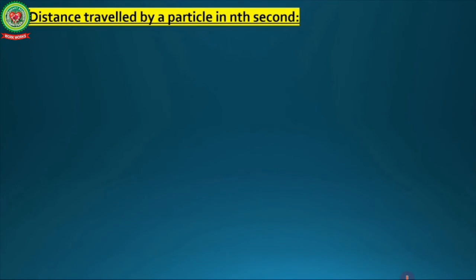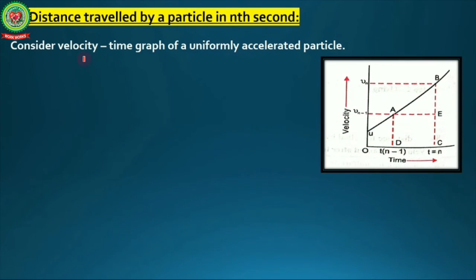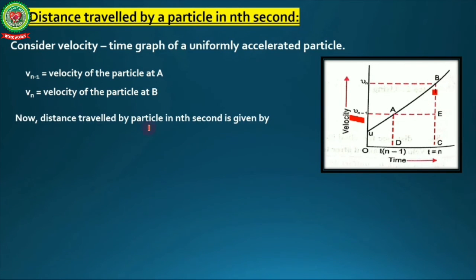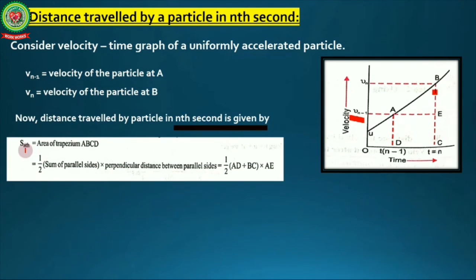Now let's come to the last equation of motion, that is the distance traveled by a particle in the nth second. How can we find the distance traveled by a particle in a particular second? Here we have to consider the velocity-time graph of a uniformly accelerated motion. Here v(n minus 1) is the velocity of the particle at any instant A, and vn is the velocity of the particle at any instant B. The distance traveled by the particle in the nth second is given by the area of trapezium ABCD.